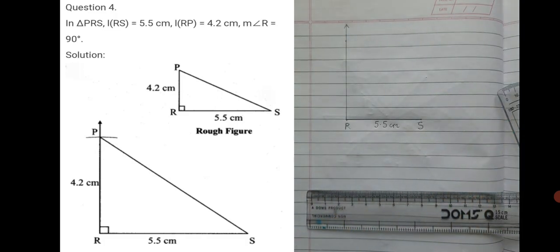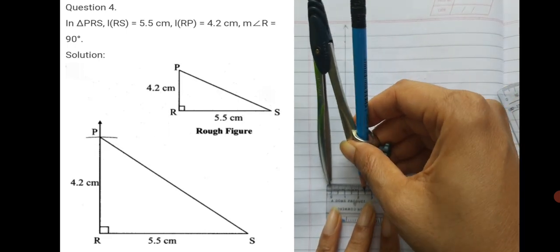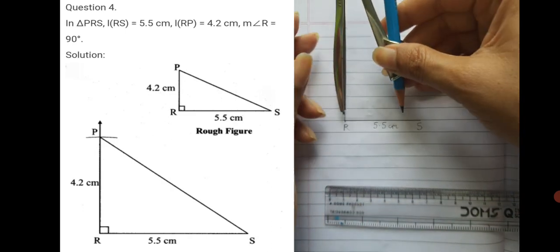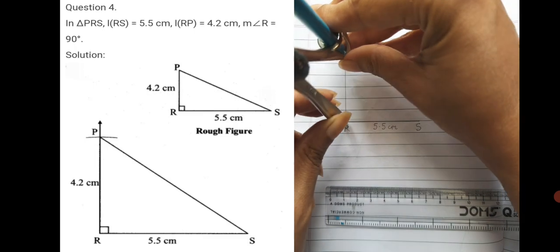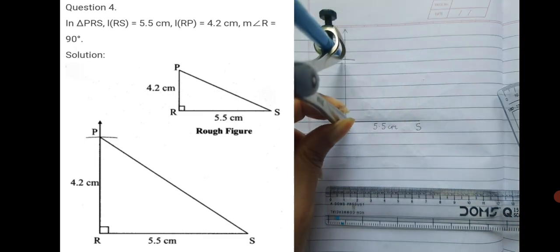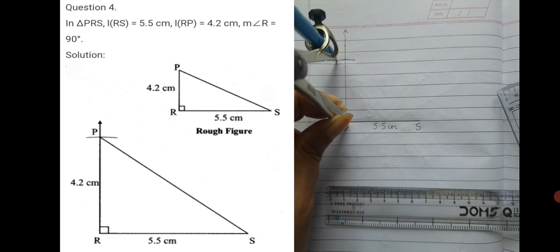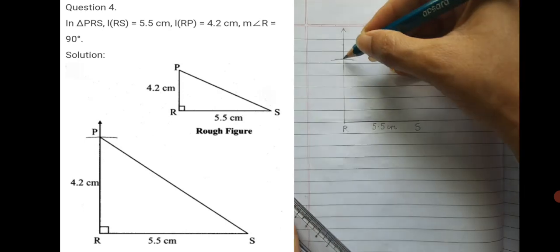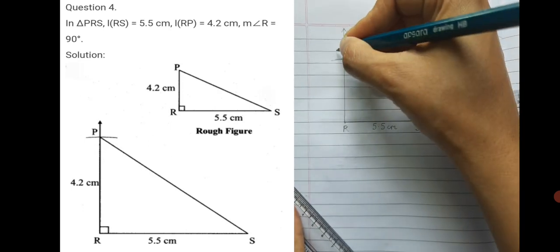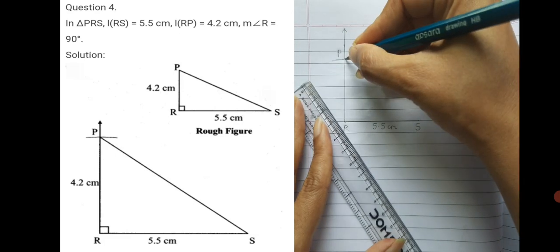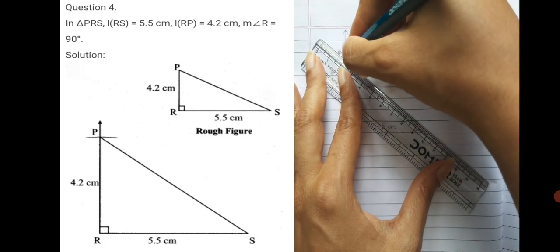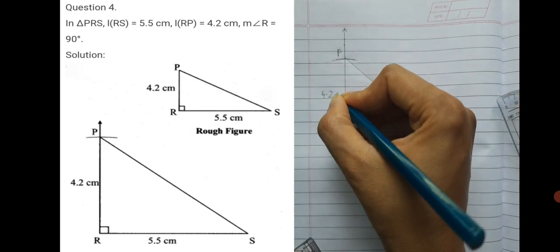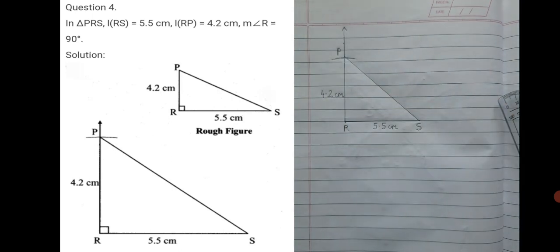centimeter. So take 4.2 centimeter in your compass using a scale, and you will keep the pointer at point R and mark an arc on the ray to mark the point P. This way we take the point of intersection and join it to point S. So we name it as point P, and point P is now joined to point S. So we get segment PS, and PR is 4.2 centimeter, which is labeled.